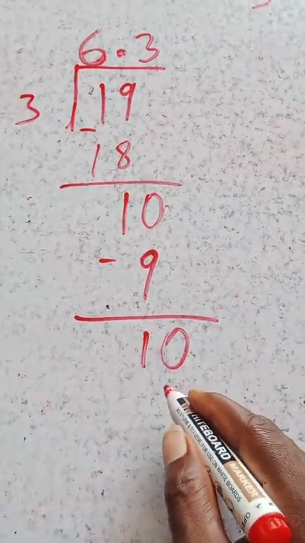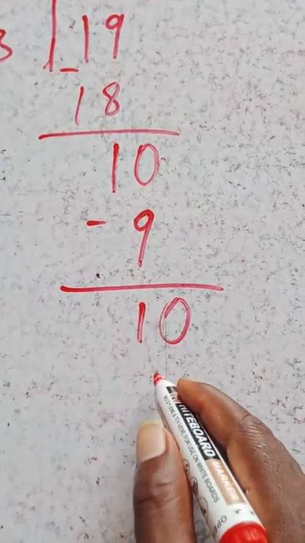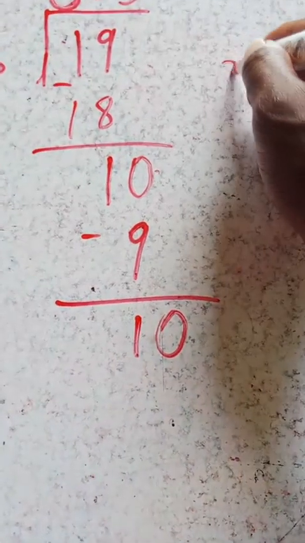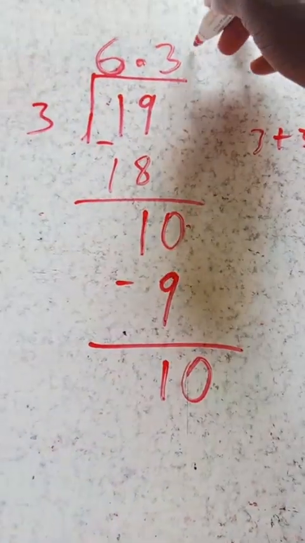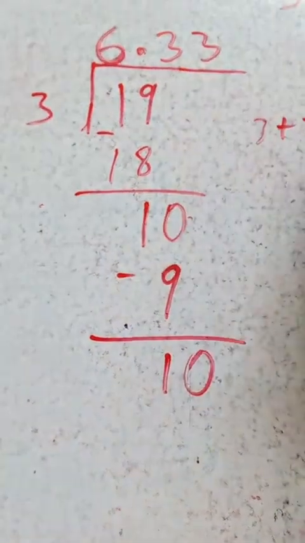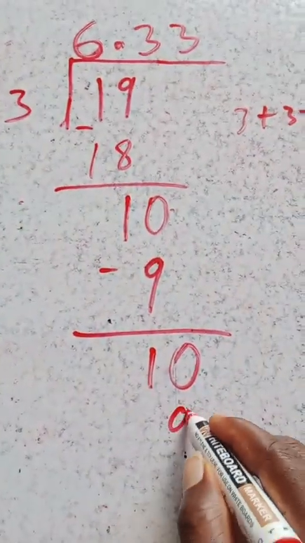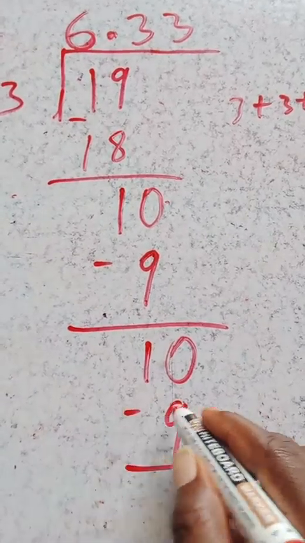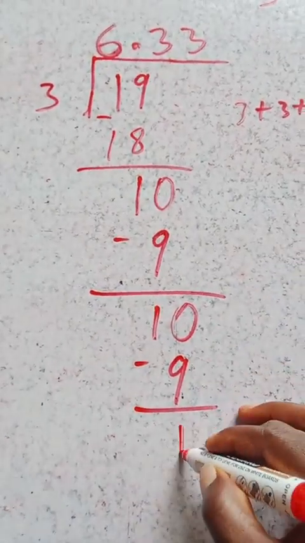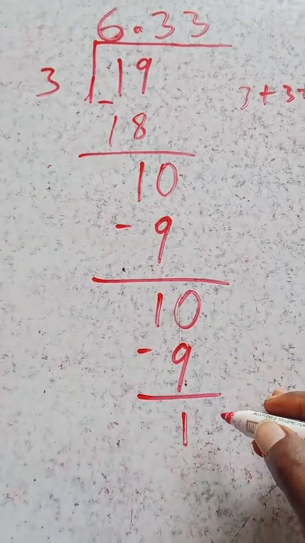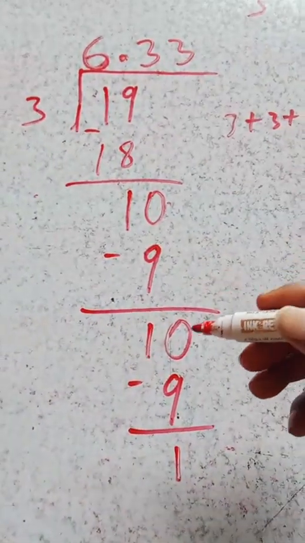So when it is 10, you do the same thing. How many times will 3 appear in 10? 3 times. Okay, from what we did, 3, 3, 3. So it's still 3. So you're going to write 3. Okay, so immediately you say 3 times 3 is 9. So you write down 9, and you minus again, and this will give you 1. 10 minus 9 is going to give you 1, and then 1 divided by 3, it's still impossible.